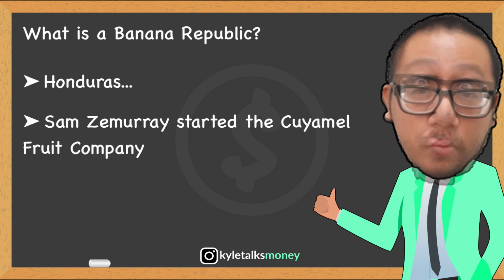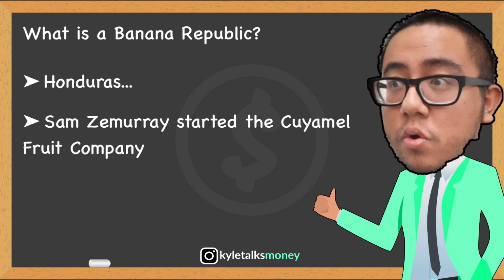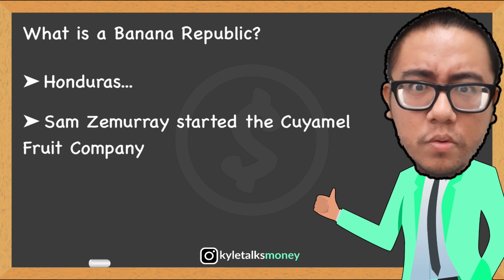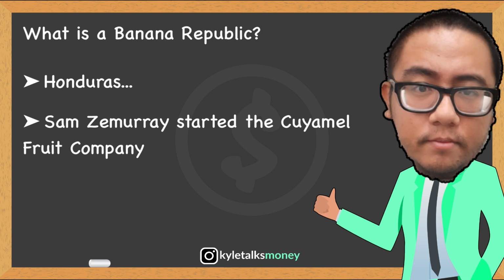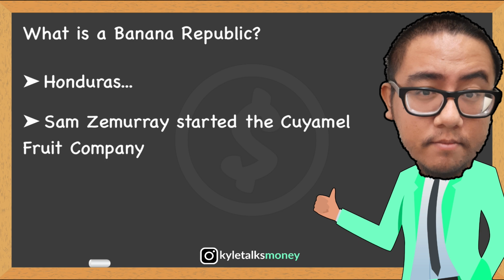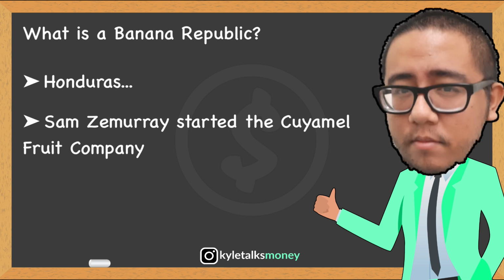In the early 20th century, the American businessman Sam Zemurray, founder of the Cumel Fruit Company, was instrumental to establishing the Banana Republic stereotype when he entered the banana export business by buying overripe bananas from the United Fruit Company to sell in New Orleans.